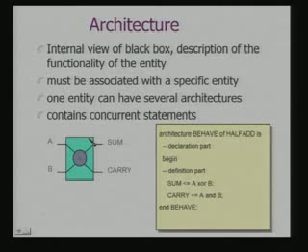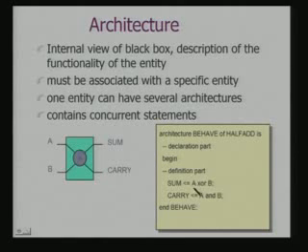Then we come to what is called architecture. Architecture describes what is inside this black box. Okay. So, internal view of the black box, a description of the functionality of the entity is what the architecture provides. It must be associated with a specific entity. One entity can have several architectures and contains concurrent statements. Okay. This concurrency can be because of the hardware as well.